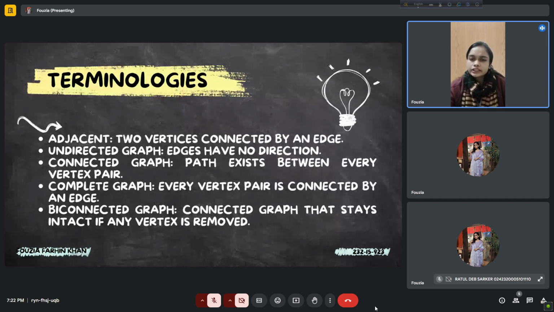Biconnected graph. A graph is biconnected if after removing any single vertex, the graph remains connected. This ensures that no vertex is critical to the overall connectivity of the graph.